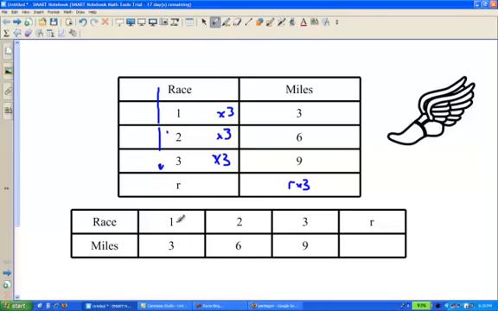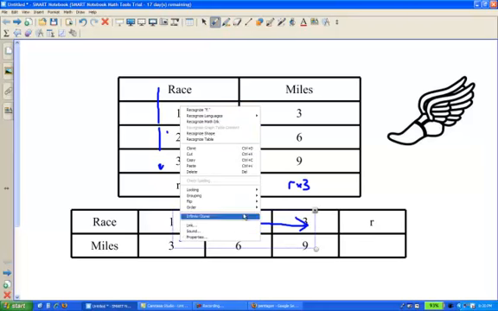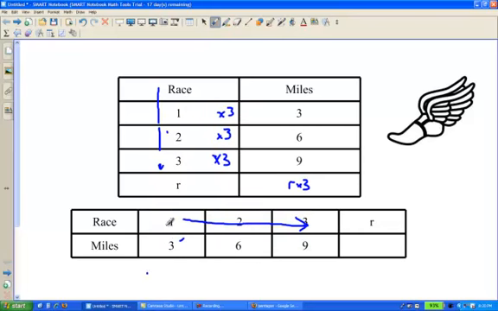This is the same problem. It's just that the chart's going across. So I just wanted to show you the chart goes across and the rule is going down. So again, I'm comparing races to miles. Those are the two things that I'm trying to compare here. So 1 to 3. Well, we multiply by 3. 2 to 6, we multiply by 3.